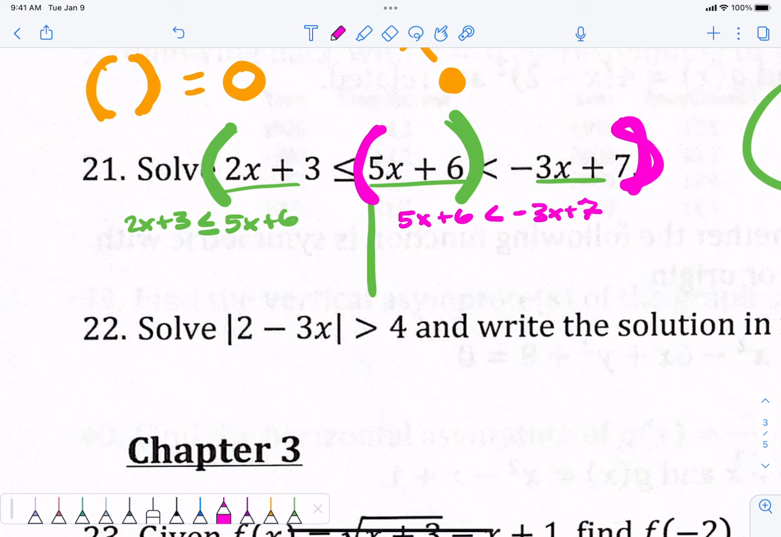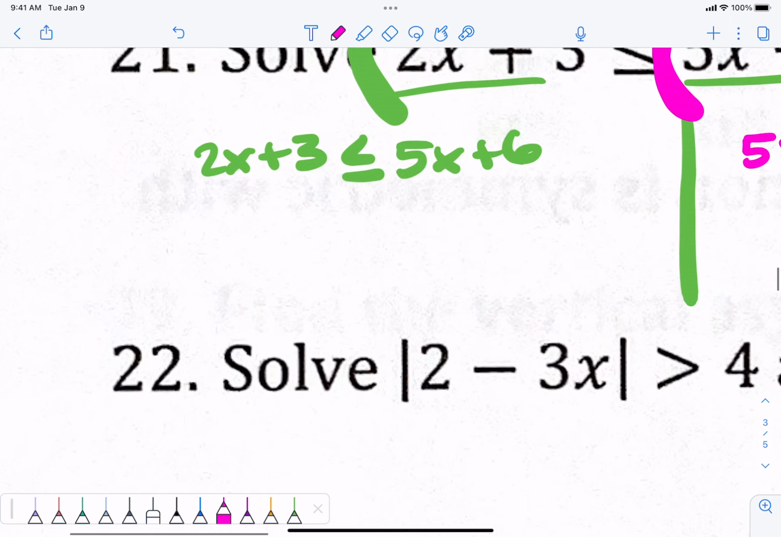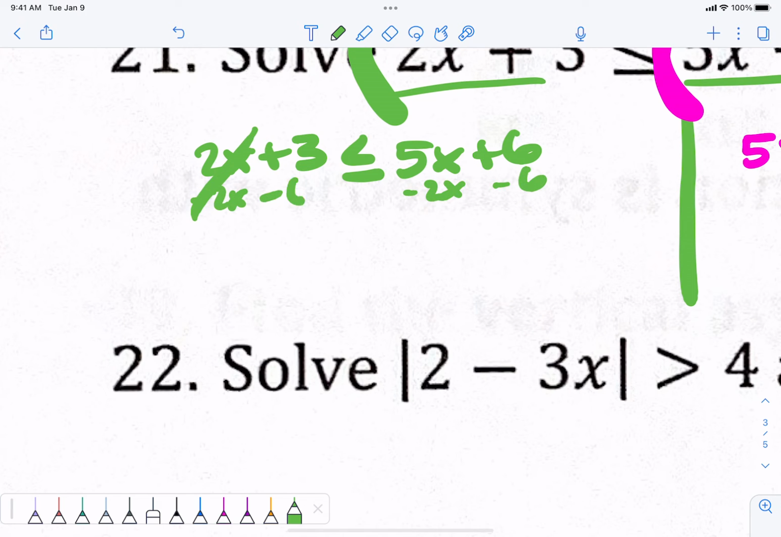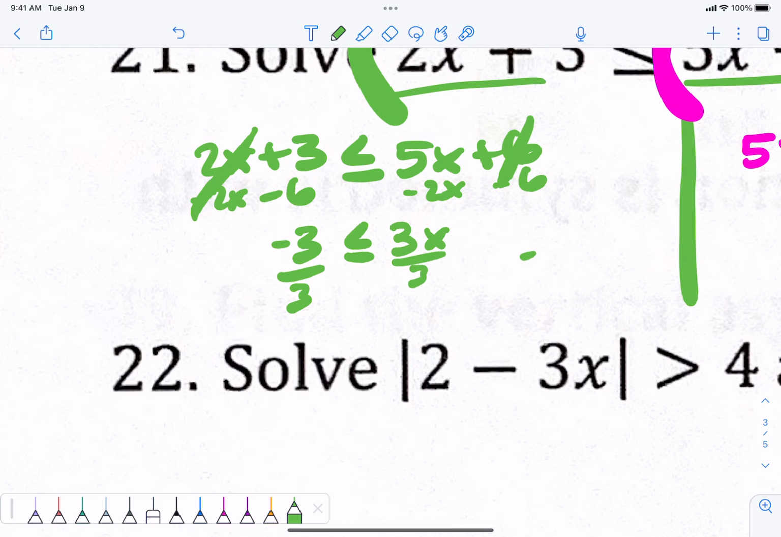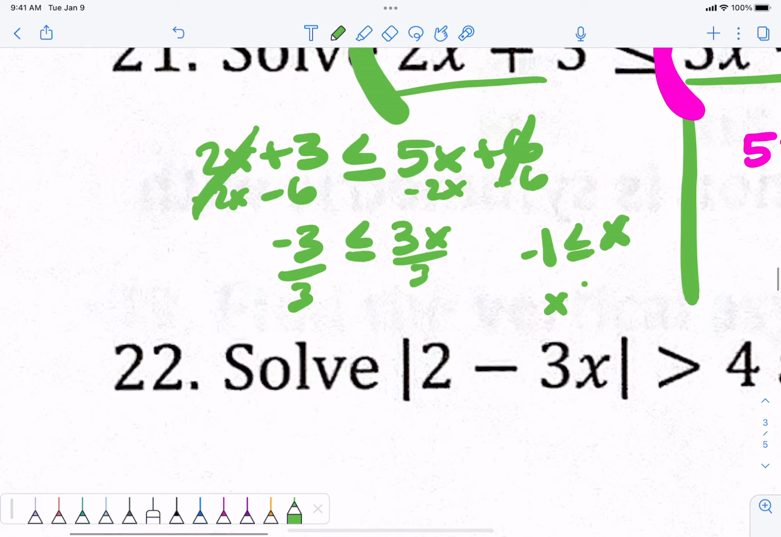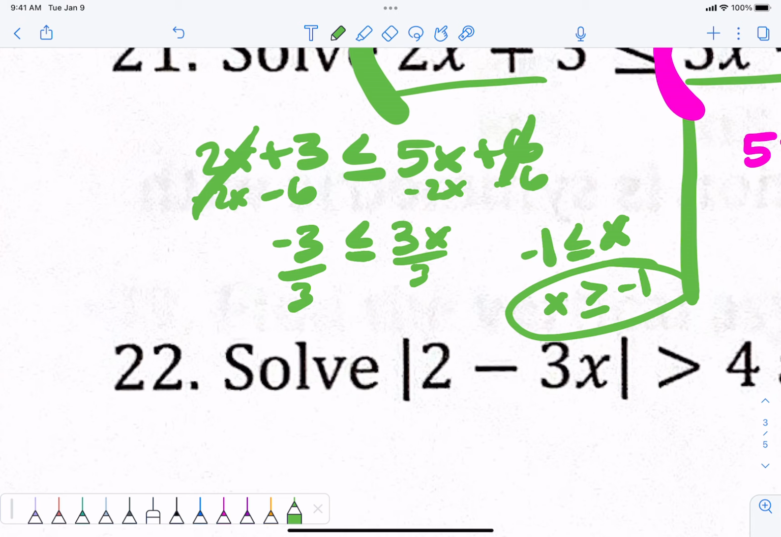So the green stuff on the left side, we're solving that. Let's subtract the 2x and minus the 6. So negative 3 is less than or equal to 3x. Okay, divide by 3. Negative 1 is less than or equal to x. If you like to have it the other direction, this would say x is greater than or equal to negative 1.